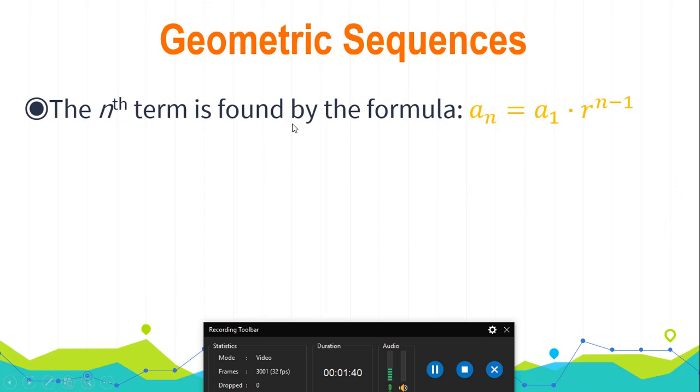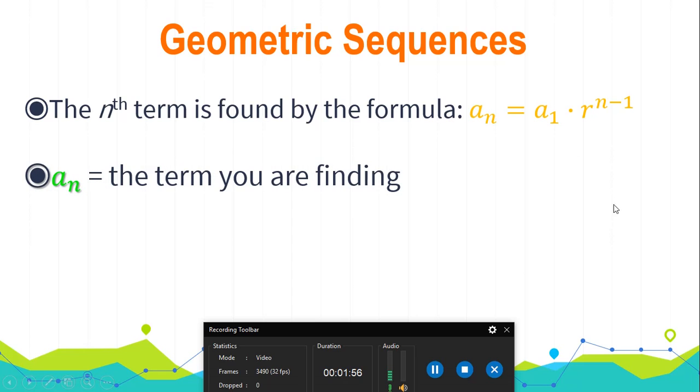This is the formula for a geometric sequence so that we can find the nth term. This formula is on the reference sheet for our Regents exam, and I know we're not taking the exam, but we may need it in the future. So each term here represents something of use. A sub n we just discussed, that's the term that you're finding.